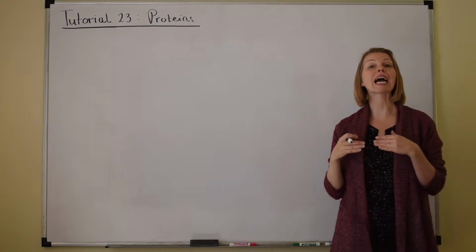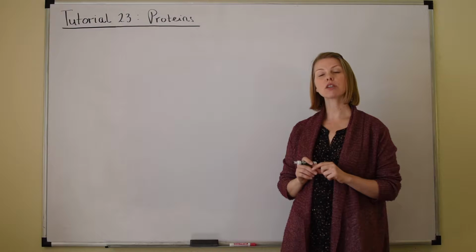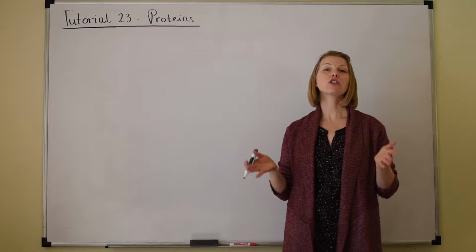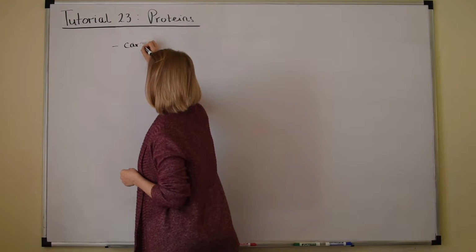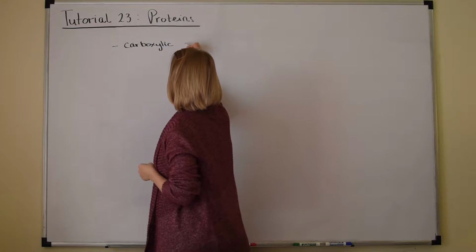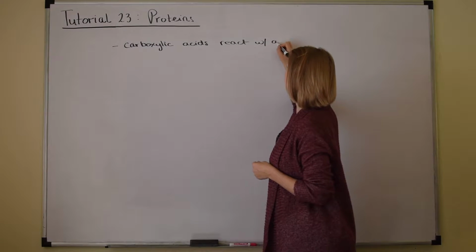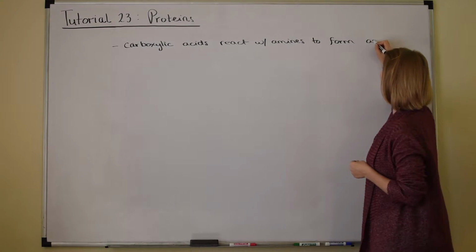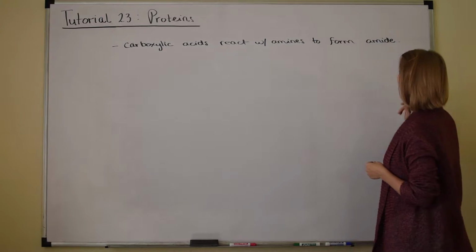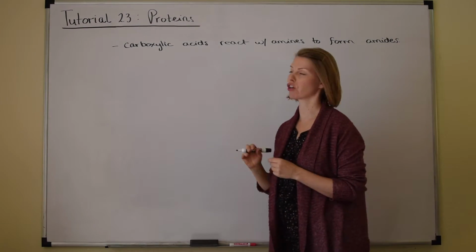So let's erase here. Carboxylic acids react with amine functional groups to form amide bonds. And this is exactly the reaction that's going to happen between amino acids to form the larger molecules known as peptides and proteins. So let's write that up here. Carboxylic acids react with amines to form amides.